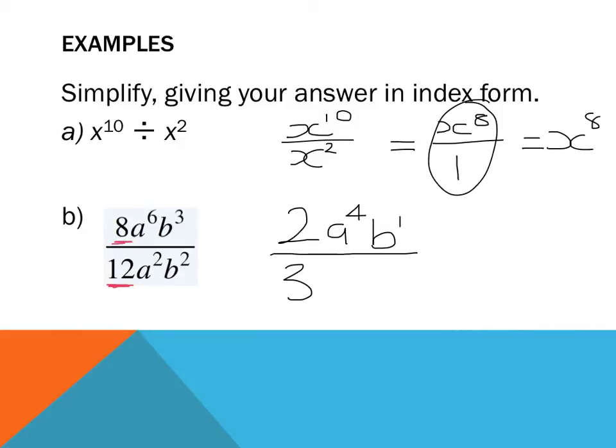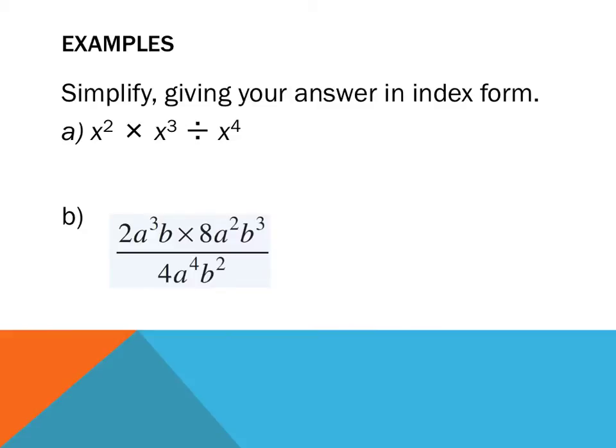Making sure that if there's only one of a pronumeral left, it's a good idea to write it as b to the power of 1 to start with, but then make sure you get rid of that 1. And just to keep this fraction looking pretty, I'm going to write this 3 in the middle. Okay, so the answer for this question for b is 2a to the power of 4b divided by 3.